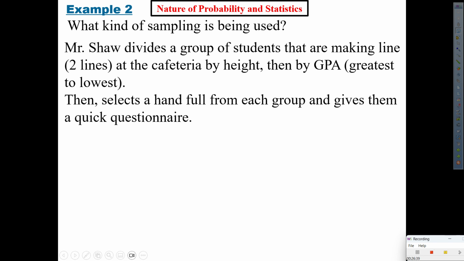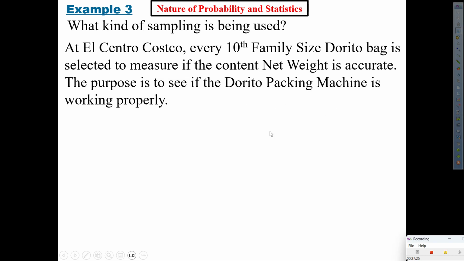All right, let's go with Jake. What kind of sampling is that? Stratify is correct. You first make the groups, then only select some from each. All right, let's move on.